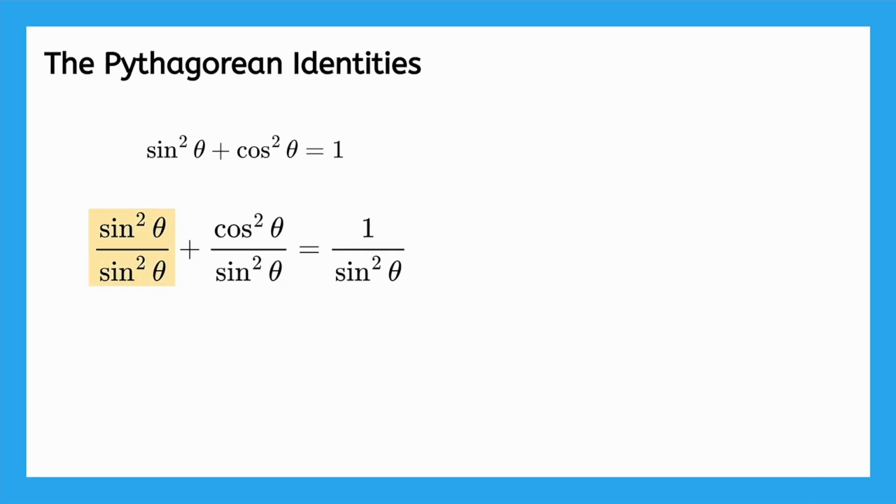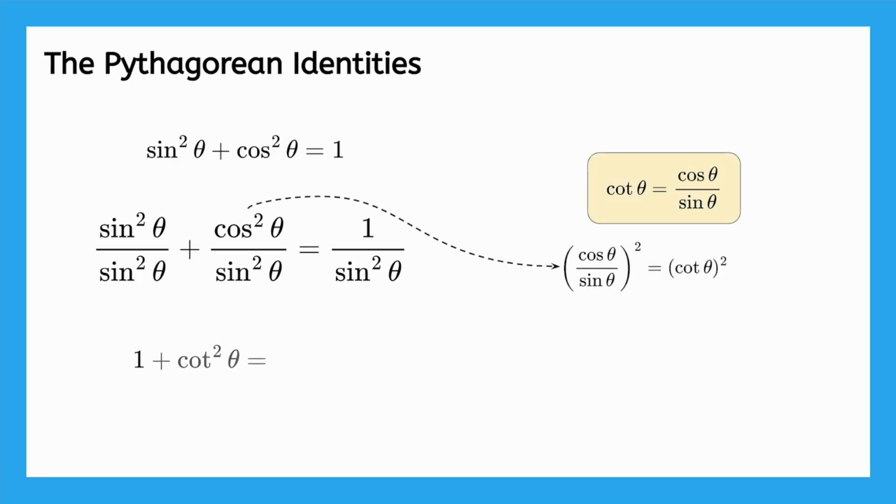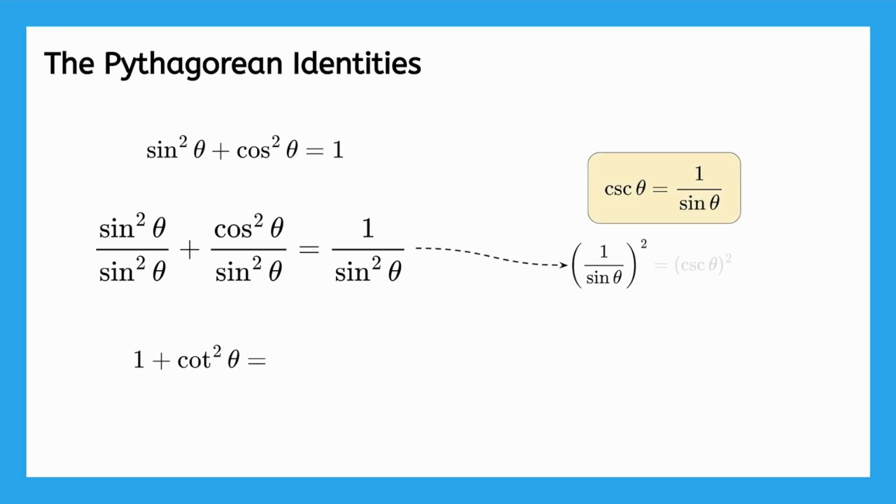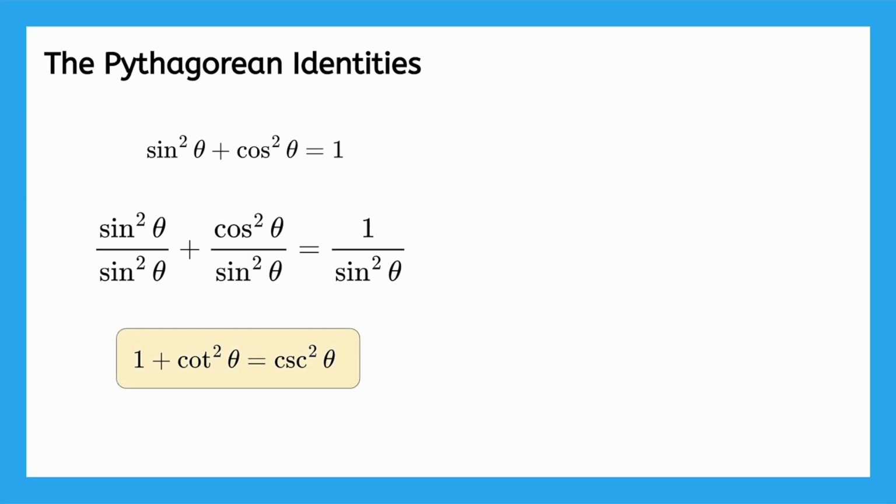First, sine squared theta over sine squared theta equals 1. Then, using a quotient identity, we can write cosine squared theta over sine squared theta as cotangent squared theta. And finally, using a reciprocal identity, we can rewrite 1 over sine squared theta as cosecant squared theta. This leaves us with our other variation of the Pythagorean identity, 1 plus cotangent squared theta equals cosecant squared theta.